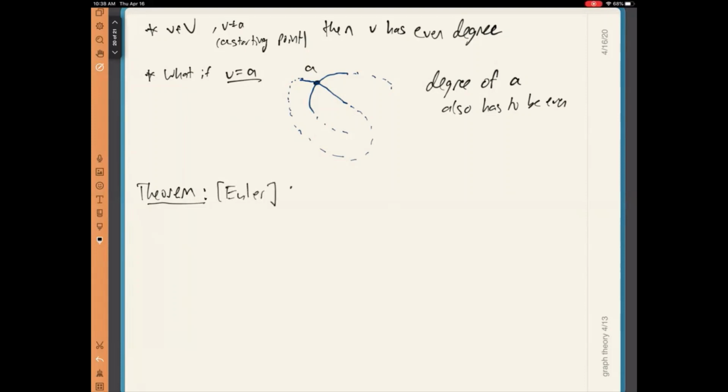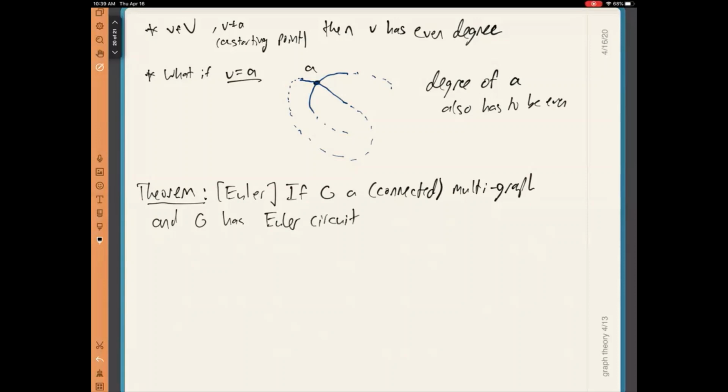And so the theorem is that suppose you have, well, for technical reasons, you need your graph to be connected, which I wasn't really mentioning before, but if you have a connected multigraph G, and G has an Euler circuit. Of course, Euler did not call them Euler circuits. We're just using the more modern terminology. But right, if you have a connected multigraph with an Euler circuit, then every vertex has even degree.